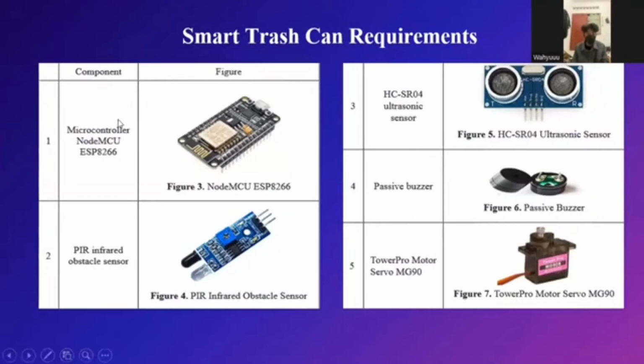Next, smart trash can requirements. Components and figure. Number one, microcontroller Node MCU ESP8266. Number two, PIR infrared obstacle sensor. Number three, HC-SR04 ultrasonic sensor. Number four, passive buzzer. And last, number five, Tower Pro servo motor MG90.